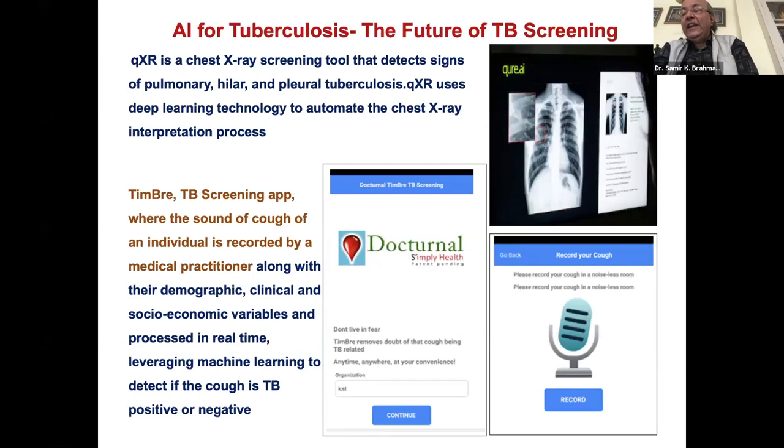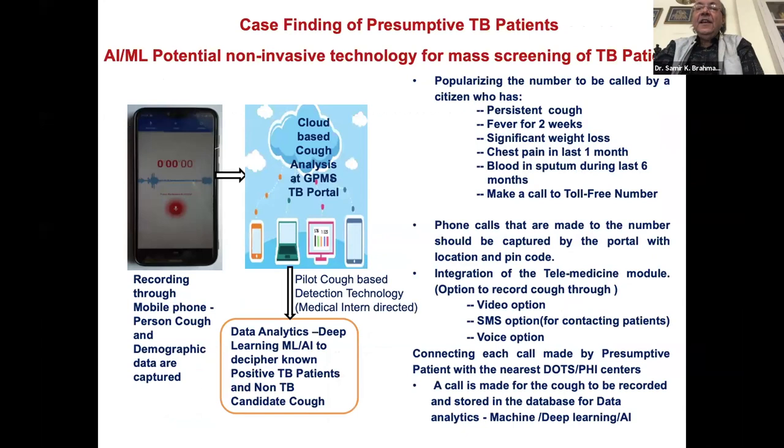Next. I want to give you again an Indian example. The first is the QCR. This is the X-ray of TB patients, through AI. It's a Bombay-based startup. Then Docturnal has developed a voice-based, cough-based detection of TB patients. Next slide. This is our ICST effort, an AIML-based, mobile-based cough detection to predict the likelihood of TB cough versus non-TB cough.